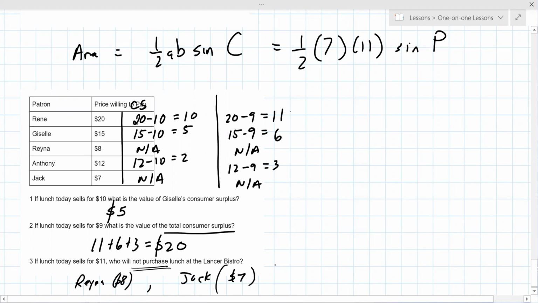She's below it. And some other Jack at $7. Now, this is something you might want to ask your instructor: what happens when price equals consumer surplus? Let's say Matthew only has $11. What would he do? I don't actually know the answer to that. So that might get you some extra points with your instructor if you ask something like that.